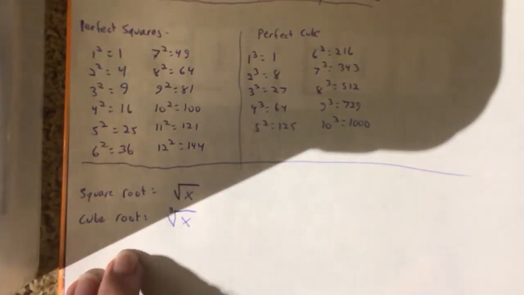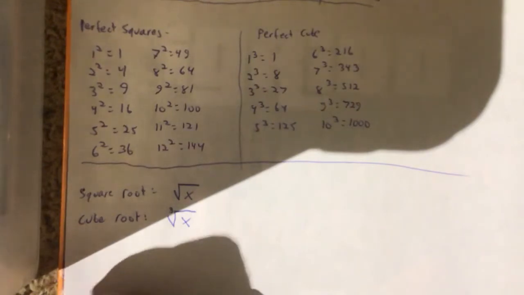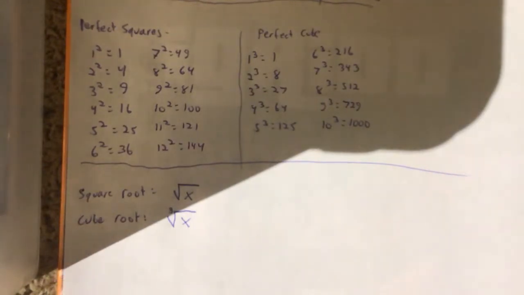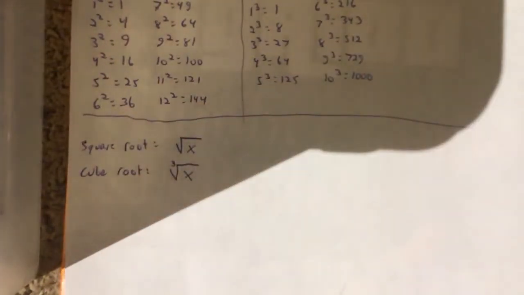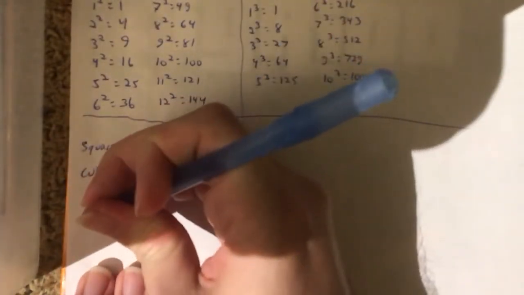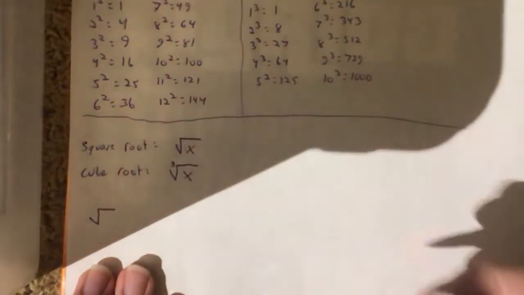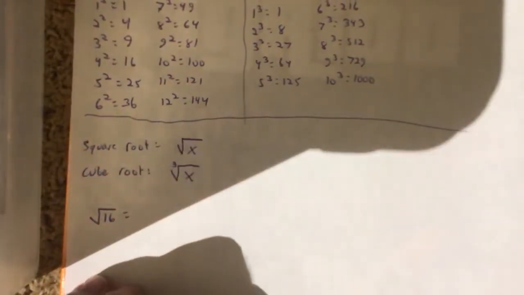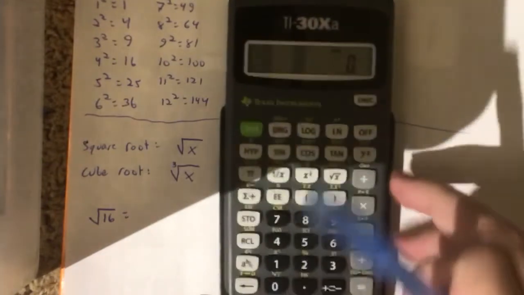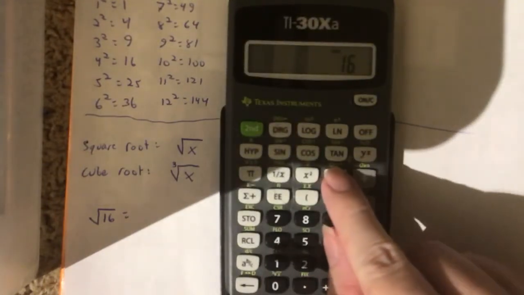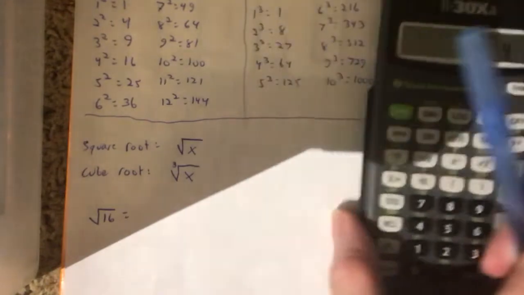But I've got to be careful because there are cases. Sometimes you could get a negative number, sometimes a positive number, sometimes both. Sometimes you'll get an answer that doesn't work. So we're going to look at different cases. Let's start with square roots. If I did this on my calculator, the square root of, say, 16, I hit 16, find the square root button right here, and I get 4.